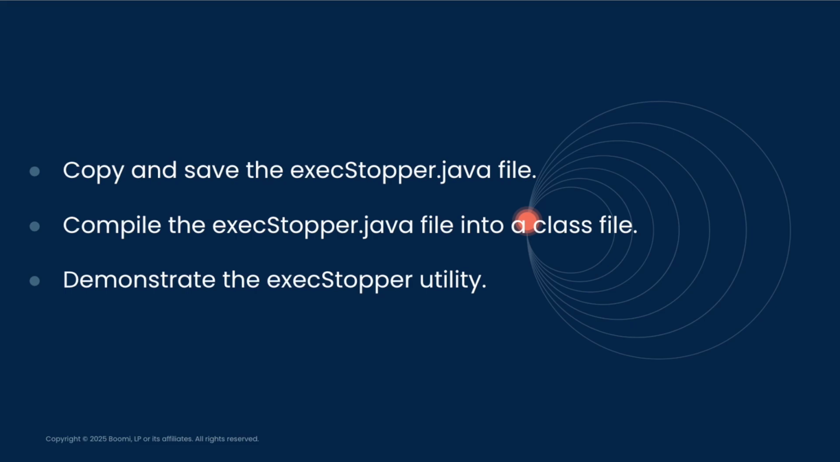The first thing I need to do is save the source code to a local file named execStopper.java. This name is specific, and it must match the class name given in the source code. We'll copy the source code and save it with a text editor, not Microsoft Word or Google Docs. The file must not have any formatting in it because this is Java code.